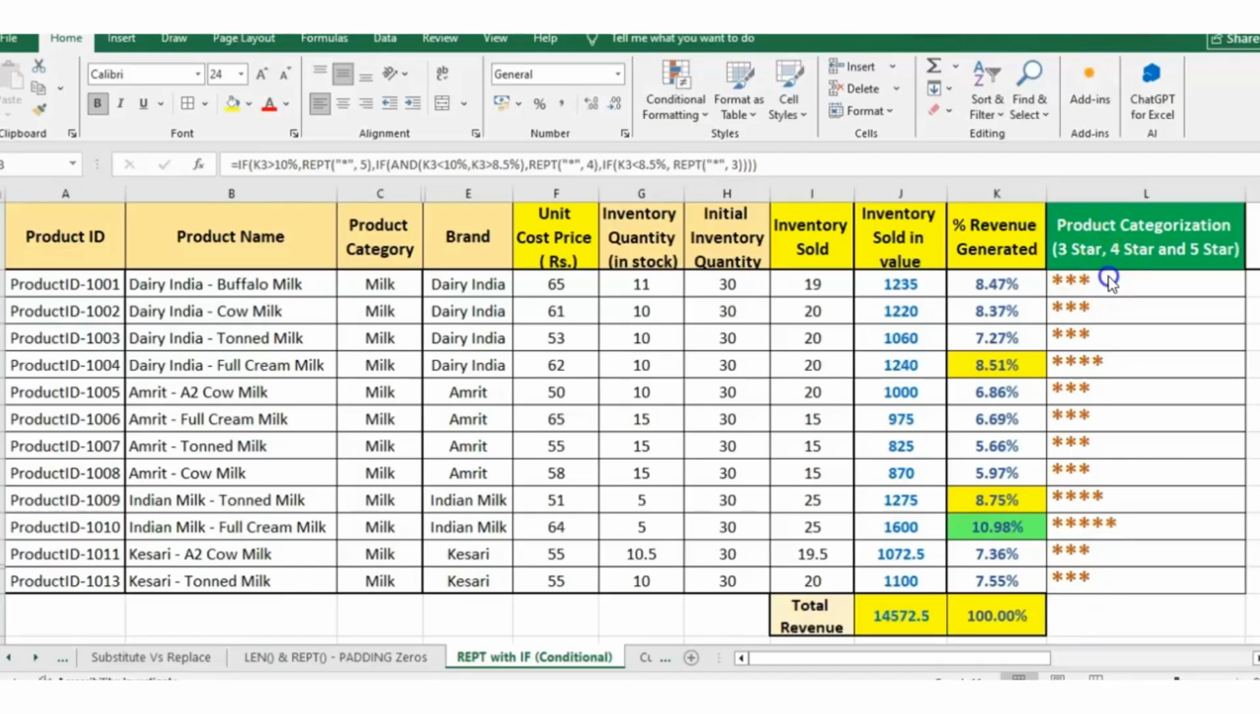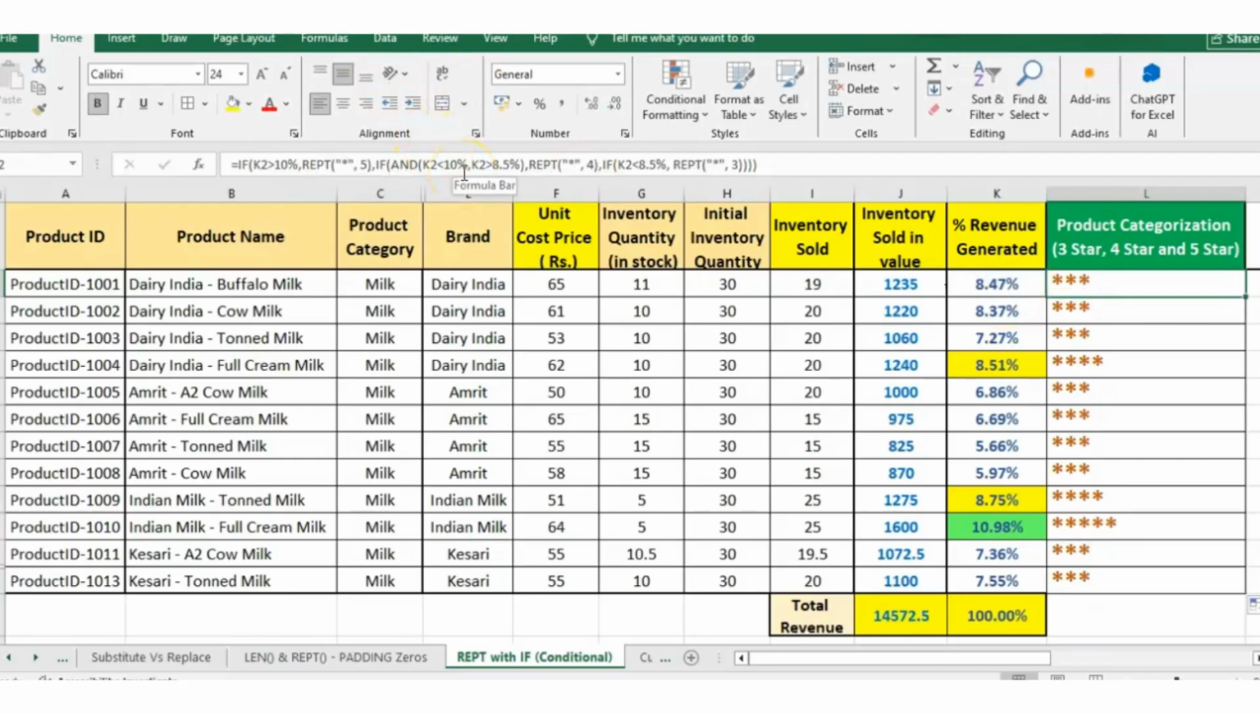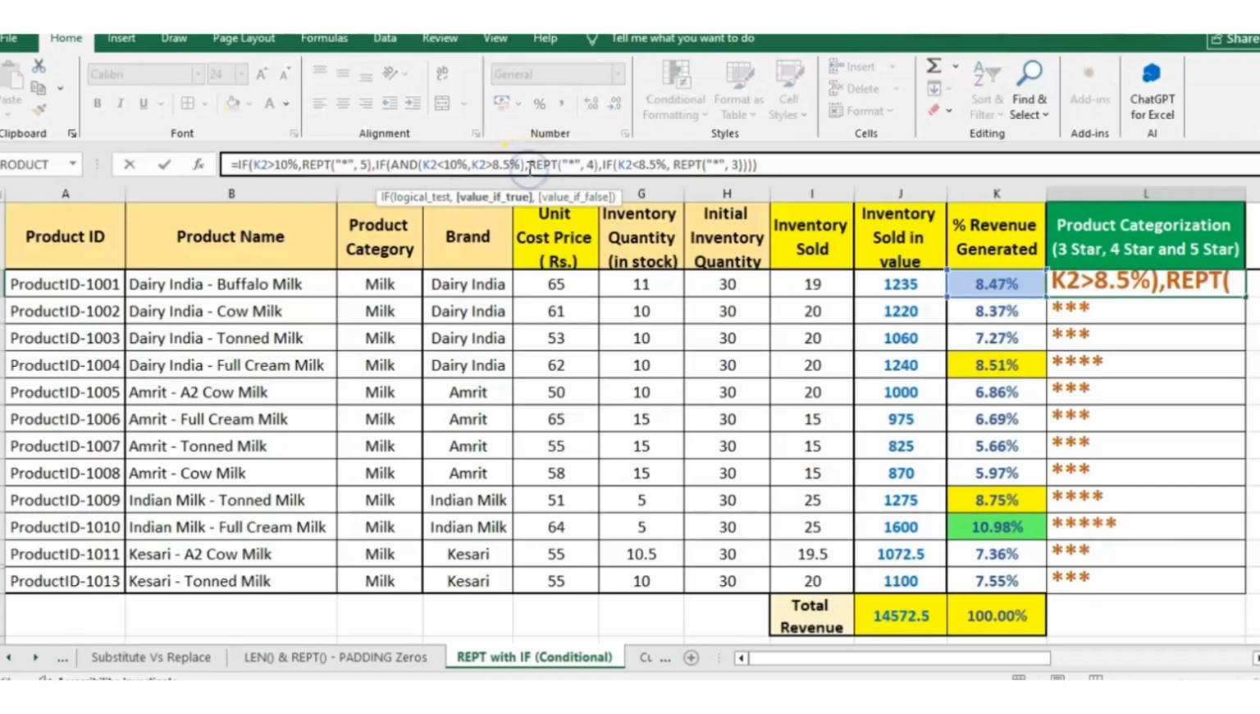Let us take a look at this formula. Here we are saying that if percentage revenue generated for the product ID 1001 is greater than 10%, then we are asking the repeat function to repeat this star 5 times. And if the percentage revenue generated is in between 10% to 8.5%, in that case we are asking the repeat function to repeat star 4 times. And similar is the case with the 3-star products.